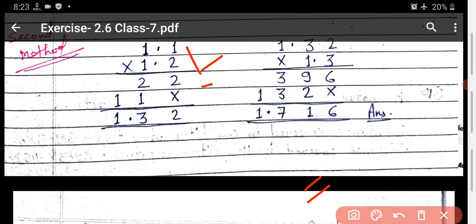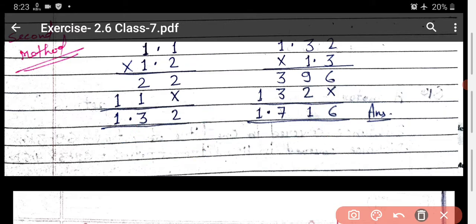2 ones are 2, 2 ones are 2, and 2 ones are 2. Okay, next term, 1 ones are 1, 1 ones are 1. Now simply add, you will get 132. Now after the decimal one digit and one digit, it becomes what? From the back side you have to put the decimal after two digits, then it becomes 1.32.